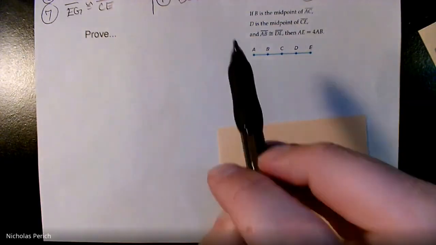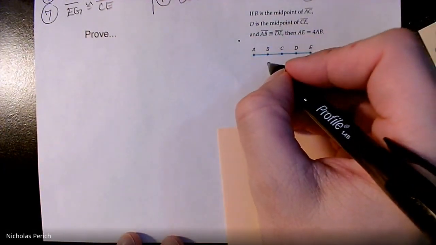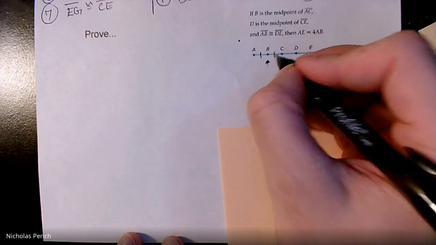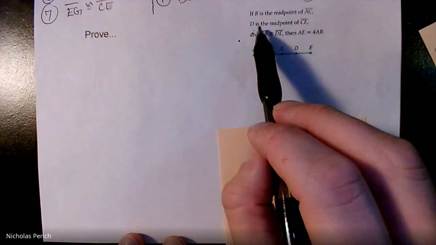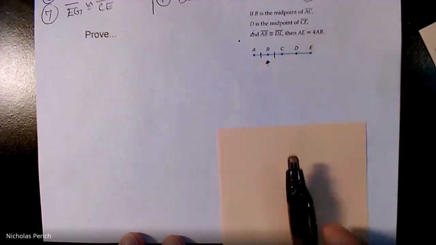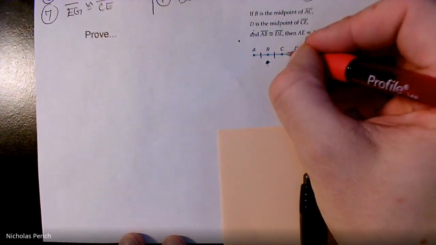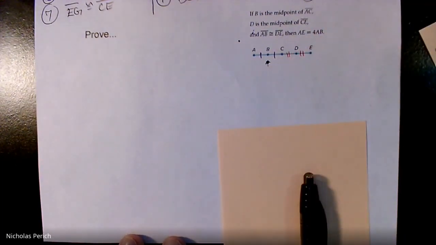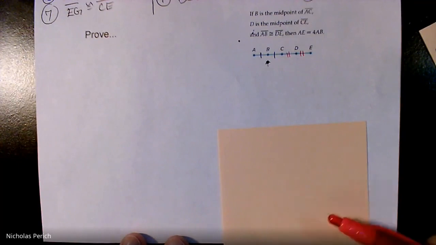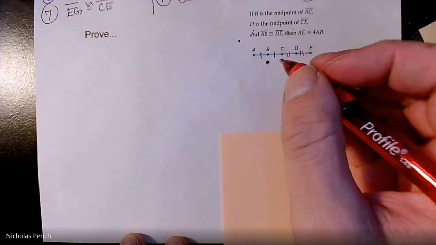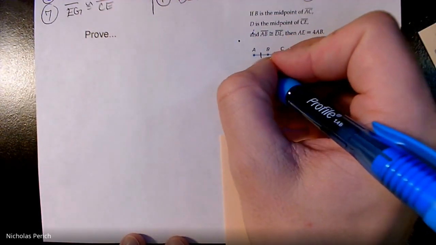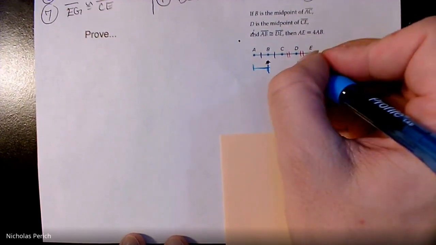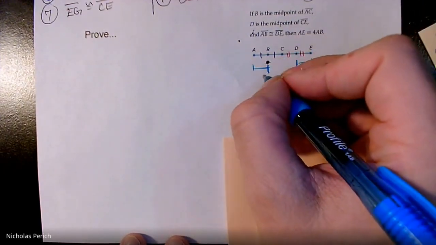Last one. B is the midpoint of AC, which means AB and BC are the same thing. D is the midpoint of CE, so these two are the same thing. CD and DE are the same thing. AB and DE are the same thing. So this one right here and this one right here are the same thing.